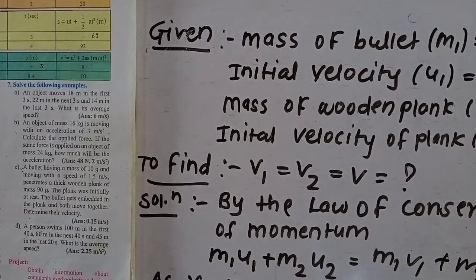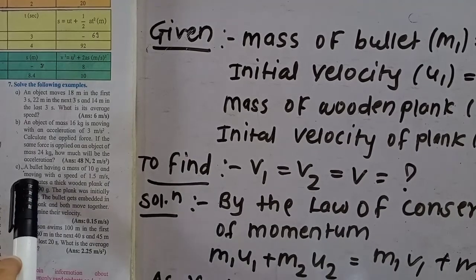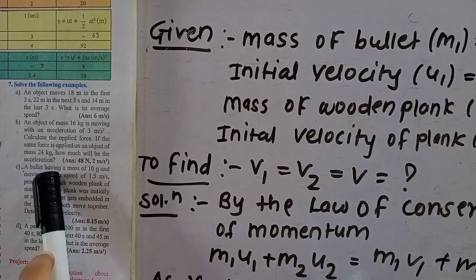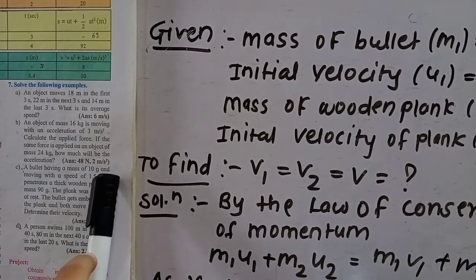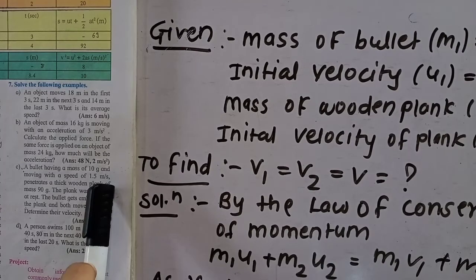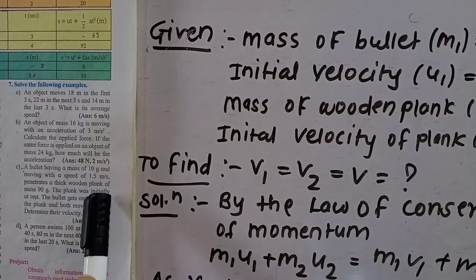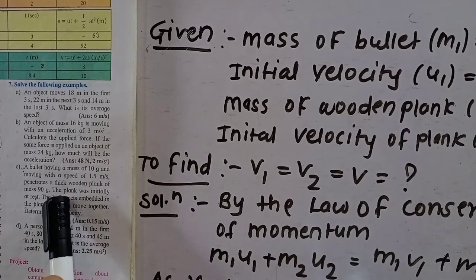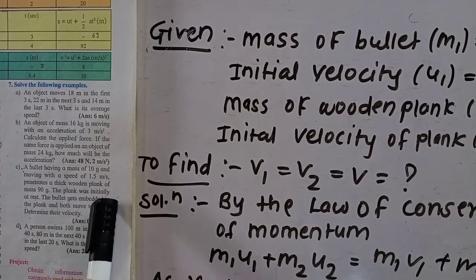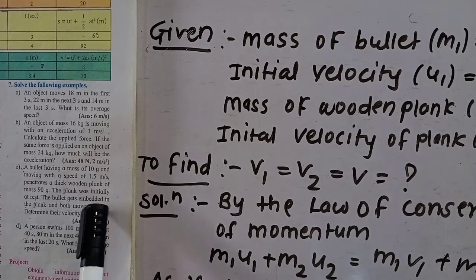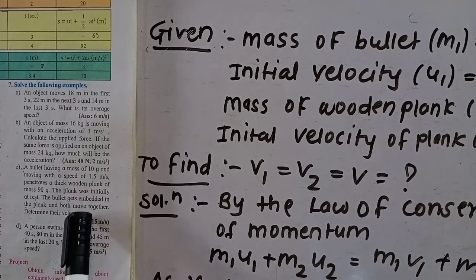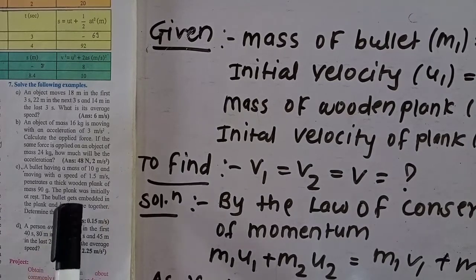Okay. Now students, see the third question. What is the third question? A bullet having a mass of 10 gram and moving with a speed of 1.5 meter per second penetrates a thick wooden plank of mass 90 gram. The plank was initially at rest. The bullet gets embedded in the plank and both move together. Determine their velocity. First you have to understand this question.